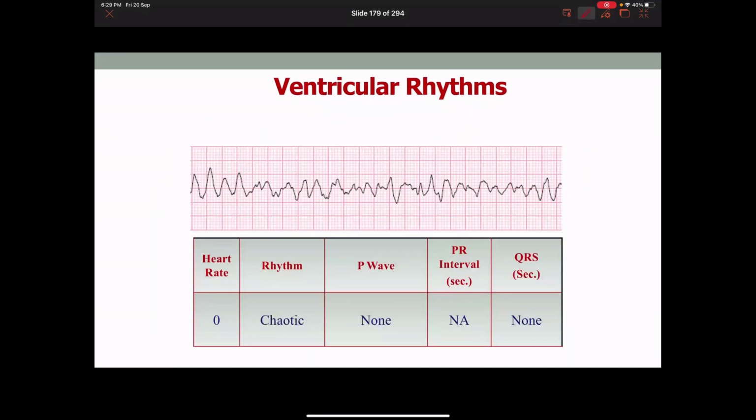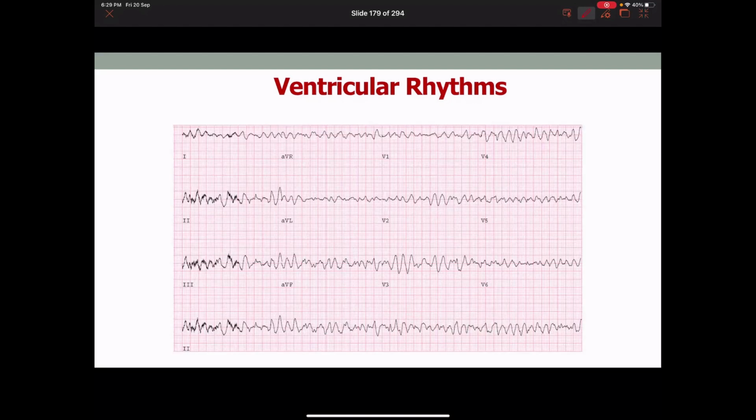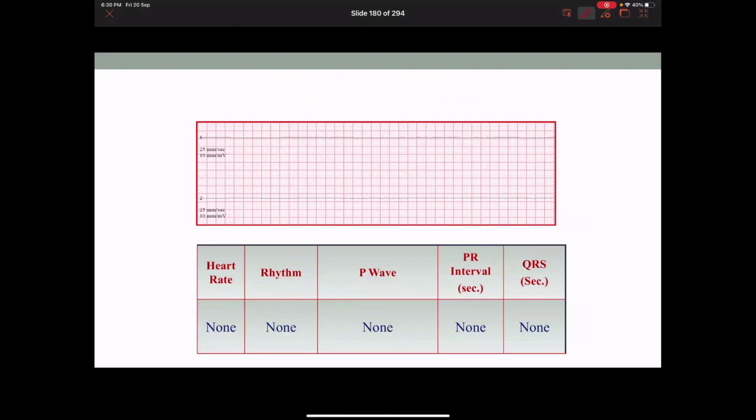Okay, what about this one? VFib. Yes. There are no proper QRS complexes, no P waves, no nothing, no pattern being followed. This is ventricular fibrillation. What about this one? Also VFib. Yes, exactly. This one? Cardiac arrest. Yes, or asystole. There is no beating of the heart.